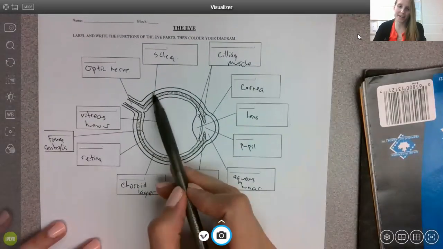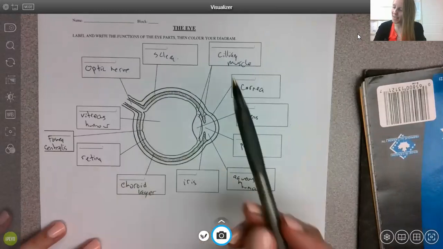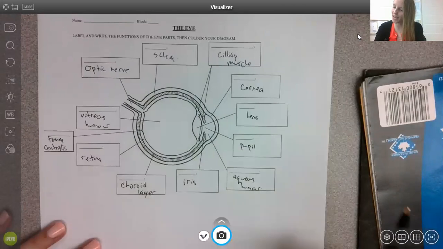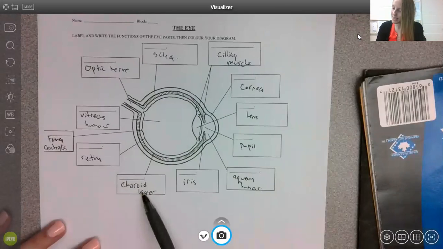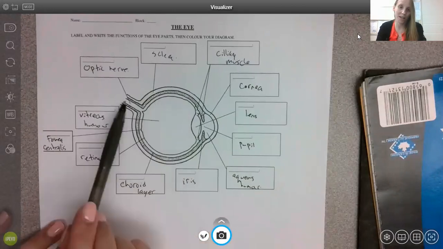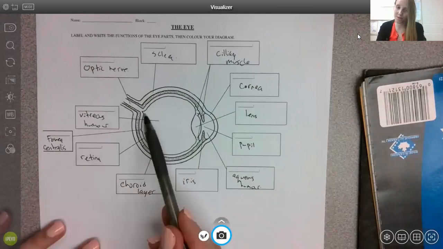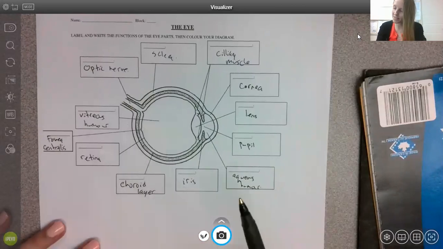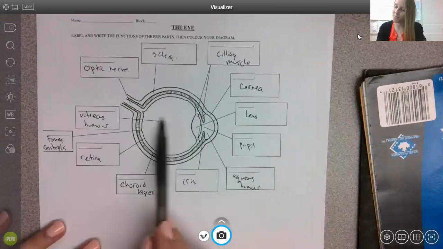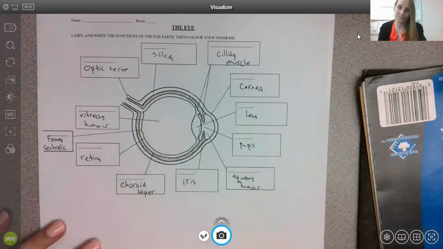But the outermost layer here is the sclera. Then this middle layer here that has all the stripes is the choroid layer, which supplies blood to the retina. Then this innermost layer that goes all the way around here is the retina. The optic nerve comes in the back of the eye. Right here, where the optic nerve connects to the retina, would be the blind spot. This little divot here would be the fovea centralis. And this space in the middle is filled with the vitreous humor.